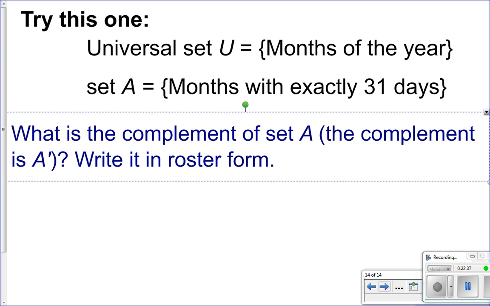So all the months that don't have 31 days, A prime. So it's February, April, June, September, and November. Good.